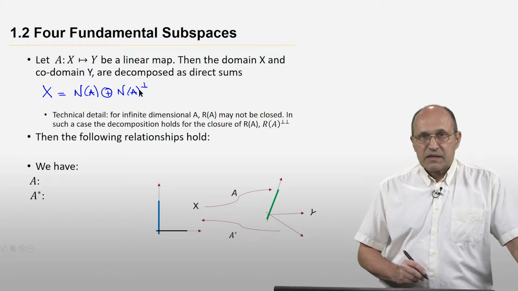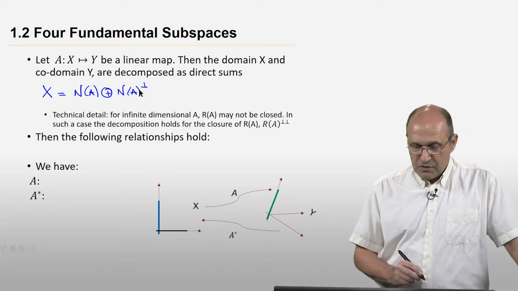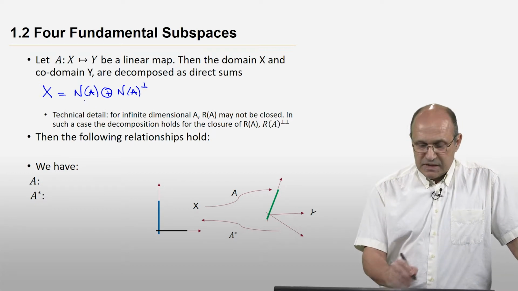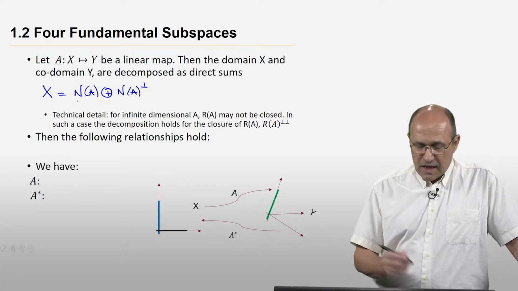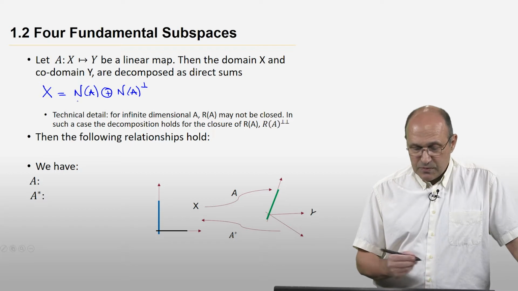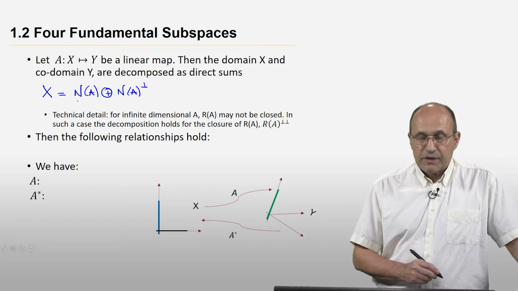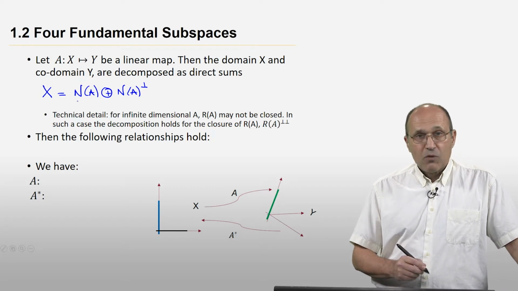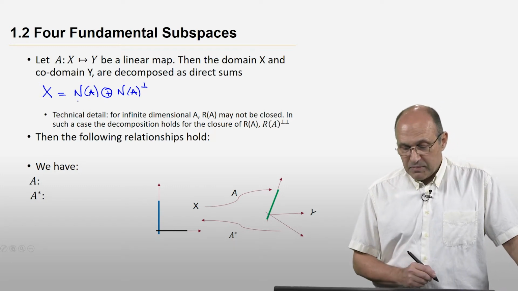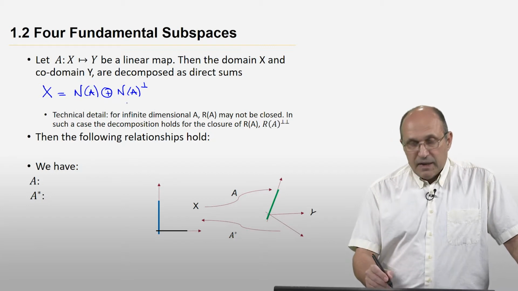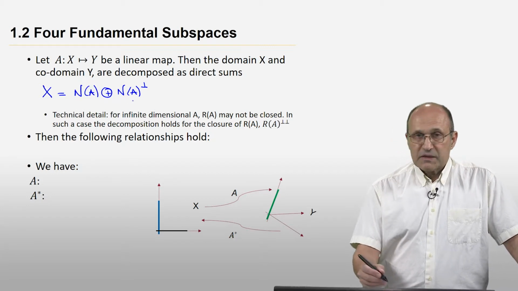The first direct sum, in the decomposition of the domain, I'm looking at the subspace, which is the null of A. Null of A is an important subspace, which is all the elements that get mapped to 0. So in other words, they go through the linear map and don't produce any output. And whatever is left is the orthogonal complement of that.